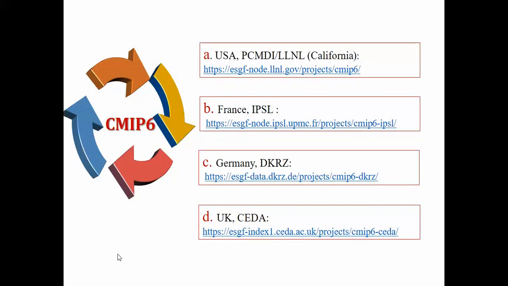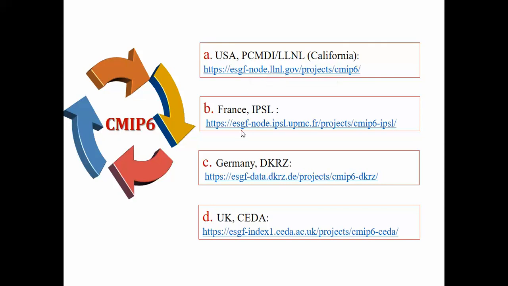If you want to start downloading CMIP6 models and the related variables and data, you need to create a user account. In this regard, you have four main gates. The first one is related to the USA, PCMDI. This link can guide you to download CMIP6 models.